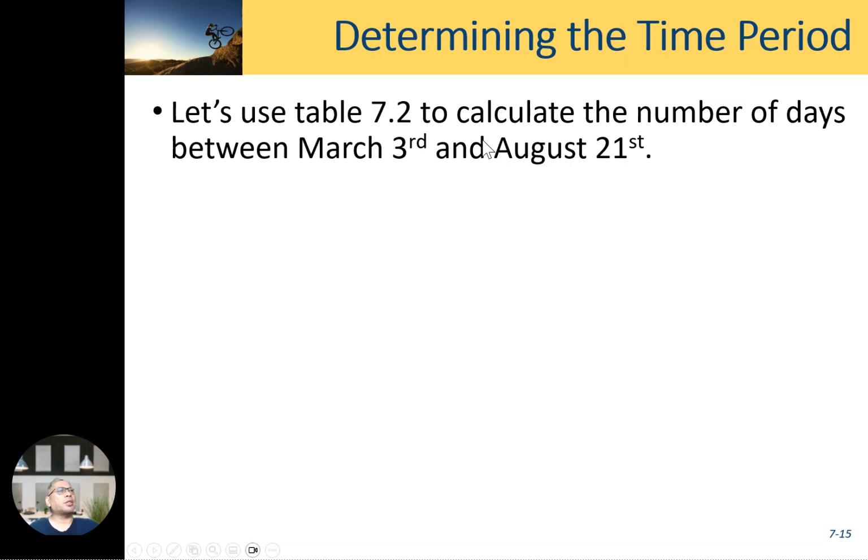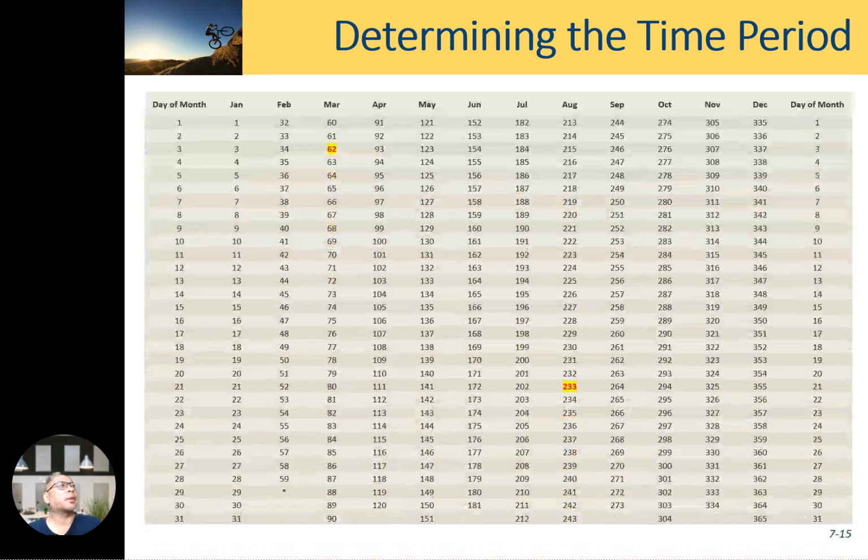Let's use the table 7.2 to calculate the number of days between March 3rd and August 21st. At the beginning, you can just use the table to find the number of days for the beginning date and the end date. It's also worth pointing out how leap years affect calculations over multiple years.